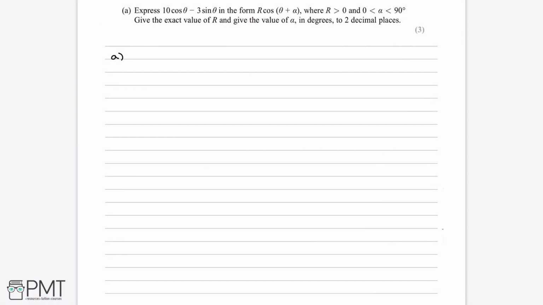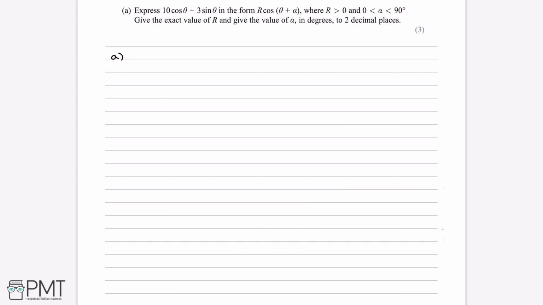Express 10 cos theta minus 3 sin theta in the form r cos(theta plus alpha), where r is greater than 0 and alpha is greater than 0 and less than 90 degrees. Give the exact value of r and give the value of alpha in degrees to 2 decimal places.